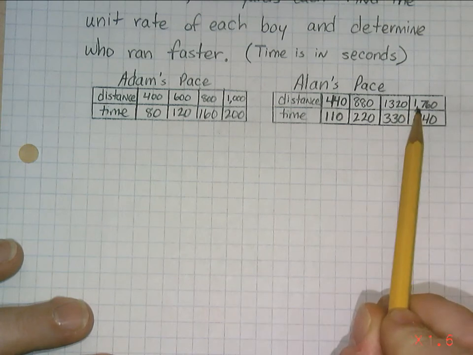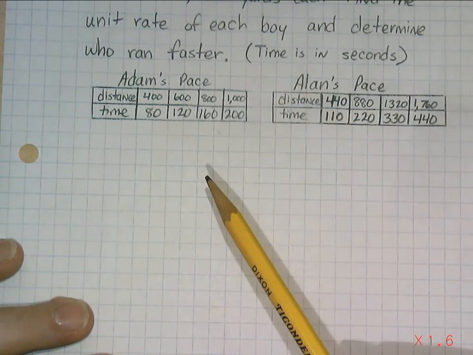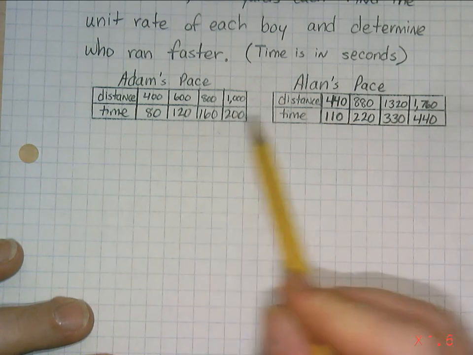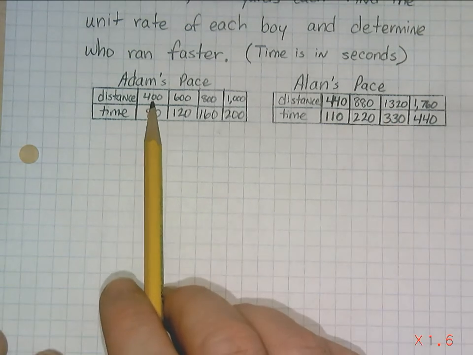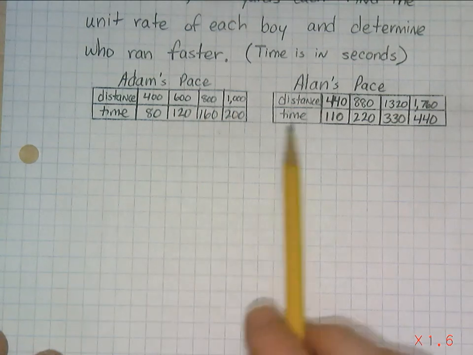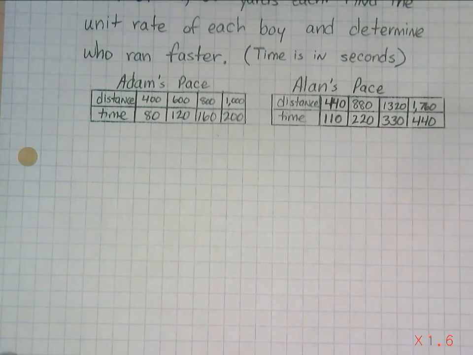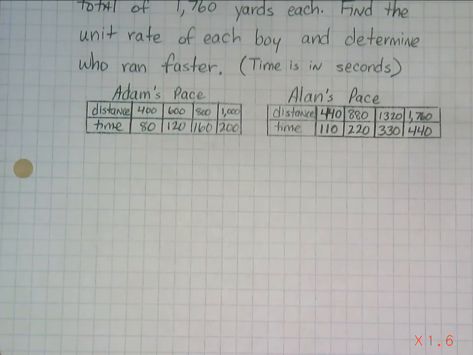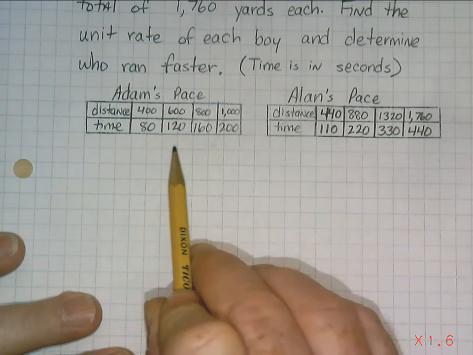One of the reasons why is because if I had 1760 here and the time, you'd just look at the time and go, okay, I know who ran faster. So in an effort to conceal some of that data, we pretended you could only get his pace at these points for Adam, and at these points for Alan. So I made it a little bit more difficult to figure out. It forces you to find the unit rate and then compare the unit rates with one another. So these both are proportional.